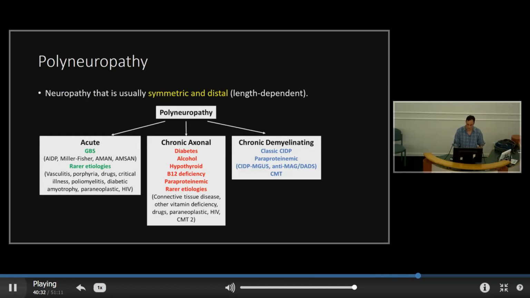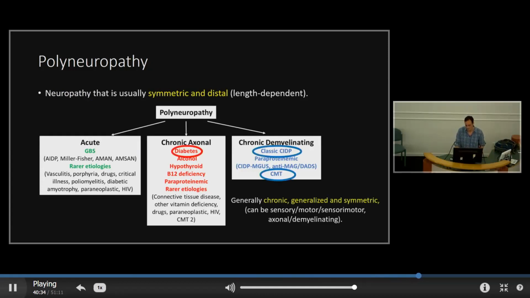But most of these neuropathies are chronic. Now, the most common neuropathy in New Zealand is a diabetic neuropathy, which is a chronic axonal neuropathy. Number 2 is probably alcohol. And then there's a few other differentials there in red that I've put. There's quite a few differentials for a generalized axonal polyneuropathy.